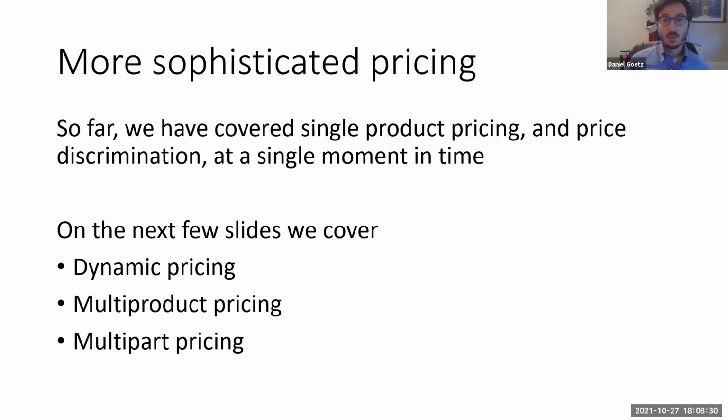Up till now, we've basically thought about single product pricing. So pricing one product could be different prices to different people, but it's just one product setting that one price at a single moment in time. Now we'll think about some considerations you face if you're trying to price dynamically, if you're trying to do multi-product pricing, or if you're setting multiple prices to access the product. So multi-part pricing.